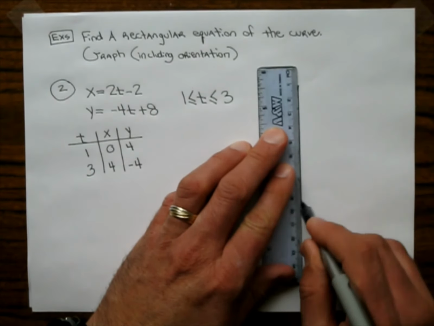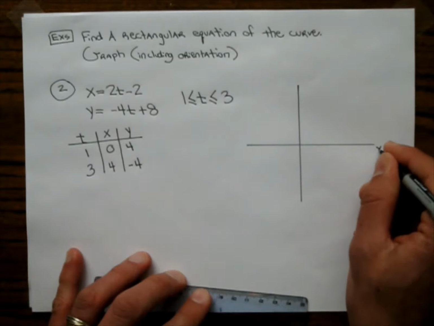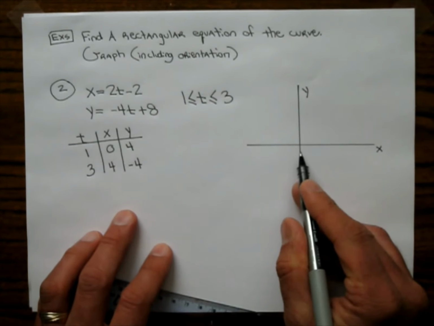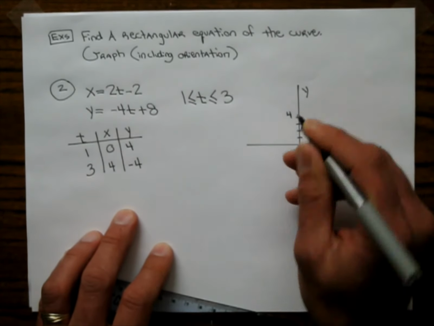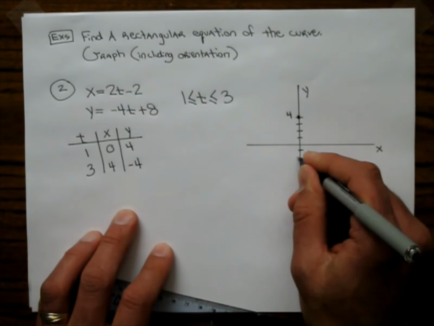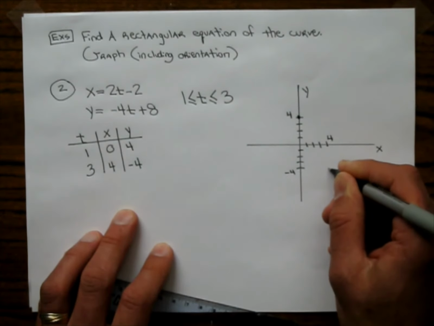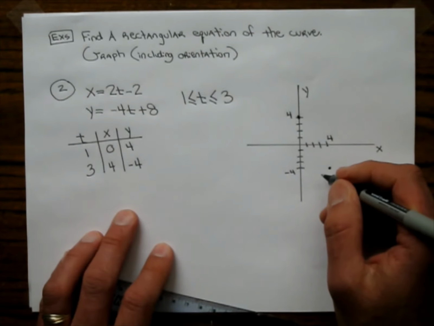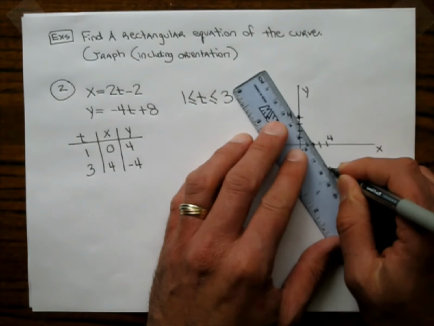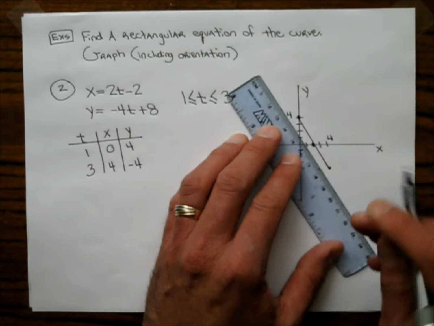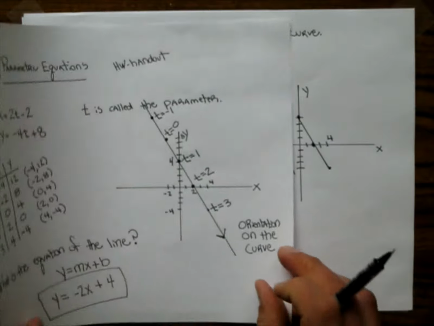I'm going to draw a picture that looks kind of similar, but there is a difference between this and problem number 1. So let's see if we can see the difference. So 0, 4 is right here. 1, 2, 3, 4. I'll put a point there. And negative 4 is down here. So 1, 2, 3, 4, 1, 2, 3, 4. And I'll put a point down here. Now I know from the last problem that it also went through the x-axis at 2. And it looks like that right there.